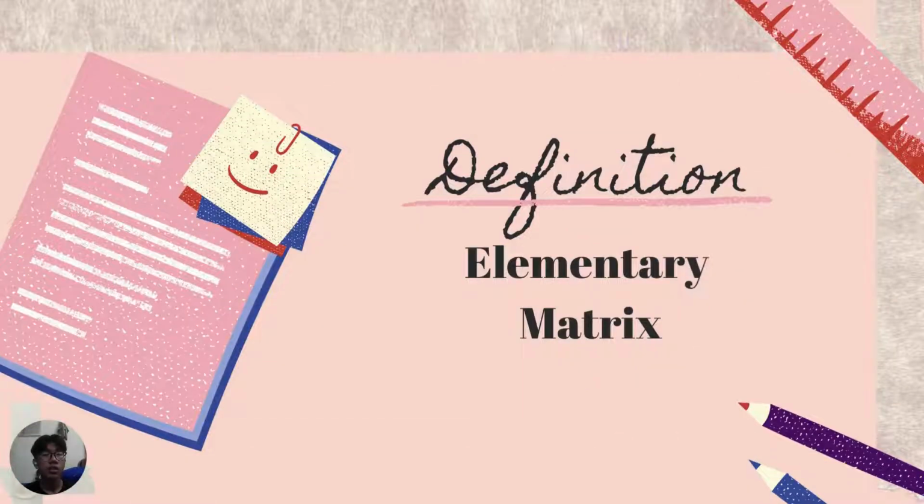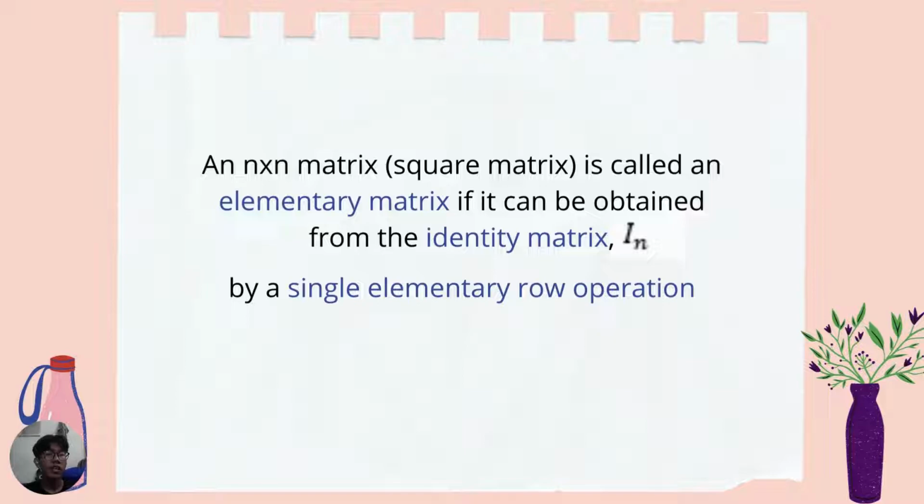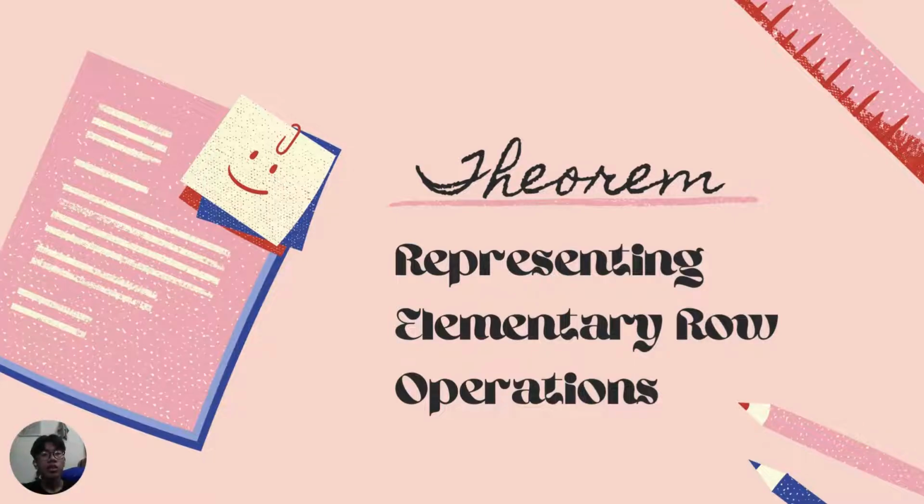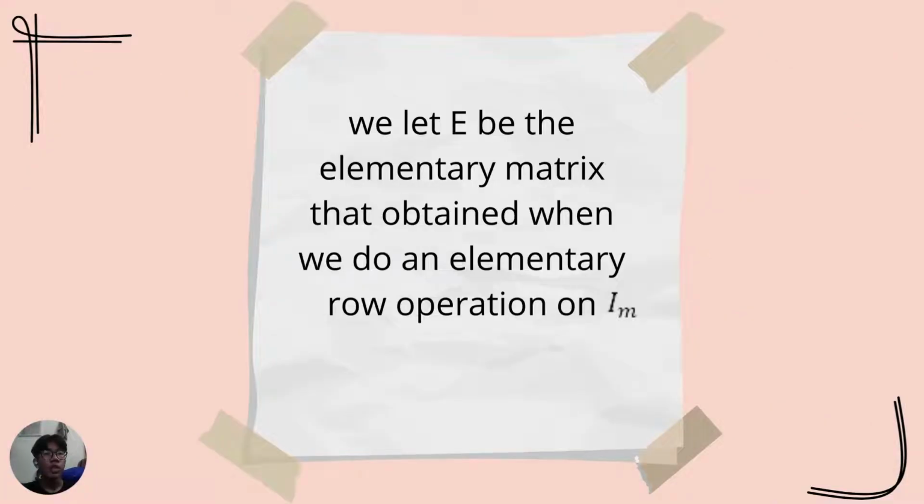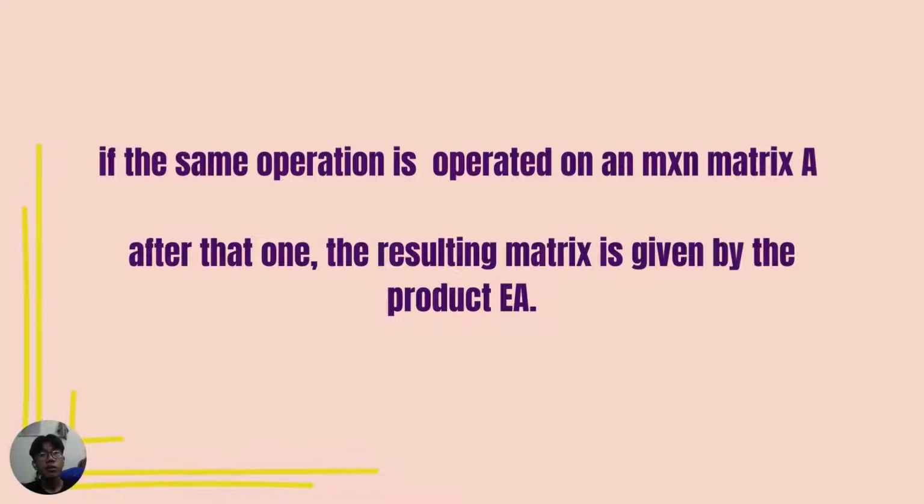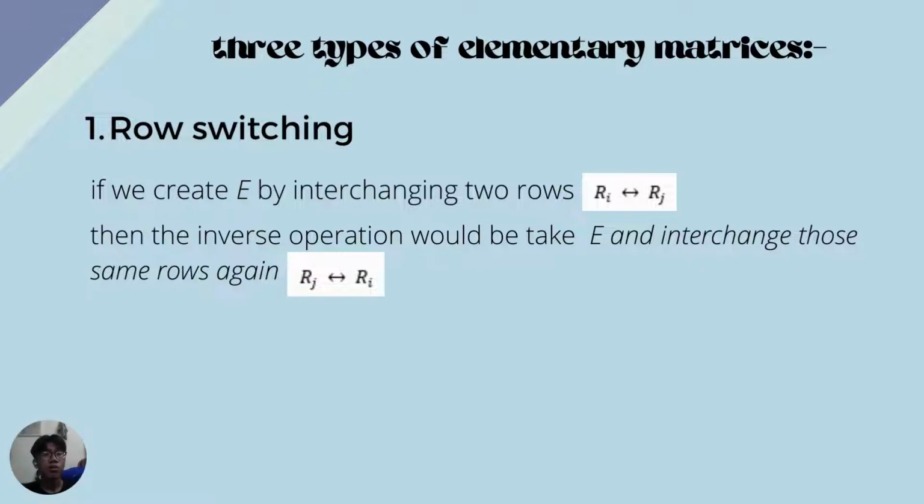So the first one is elementary matrix. An n by n matrix, which is a square matrix, is called an elementary matrix if it can be obtained from the identity matrix In by a single elementary row operation. Next is the theorem representing elementary row operation, the second thing we're going to learn in this subtopic. Let E be the elementary matrix that is obtained when we do an elementary row operation on Im. If the same operation is performed on an m by n matrix A, the resulting matrix is given by the product EA.